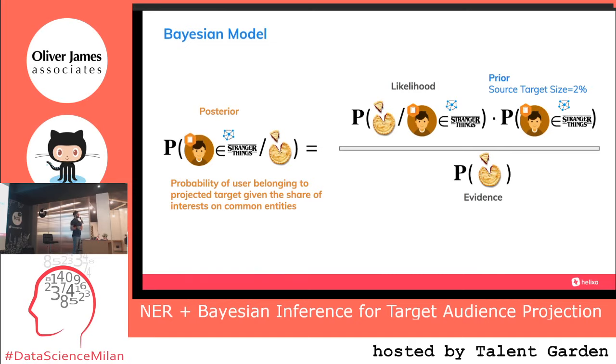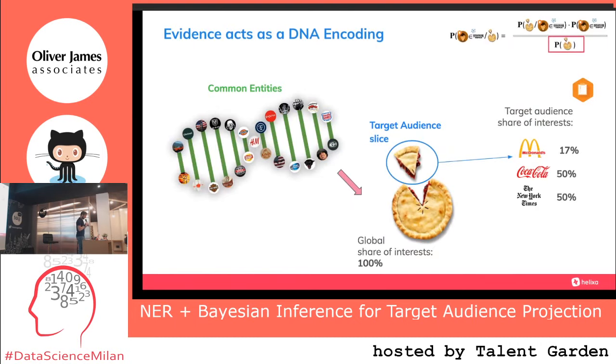For those of you who are not statisticians or do not have a lot of experience with Bayesian modeling, this is going to look a little bit more complicated, but in the end it's nothing really hard to grasp. If you want to ask questions at the end, I'll give you more details and explanations. If you remember Bayes' rule, it says that our goal is to get the probability of the user belonging to the target audience, which in our case is defined by Stranger Things, given the evidence that we represented using the pi. The pi here is what we call the share of interest of the common entities. So you can reverse the formula as the likelihood times the prior divided by the evidence. This is just a mathematical formulation. We're not inventing anything, we're just applying the math.